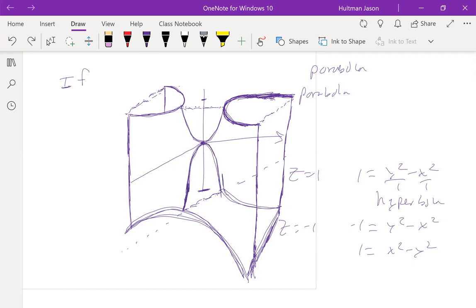Okay. This is the saddle point. This is called a hyperbolic paraboloid. Now, I did my greatest attempt at this. Okay, this hyperbolic paraboloid. Hopefully you get the idea.